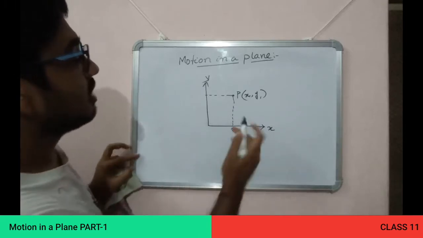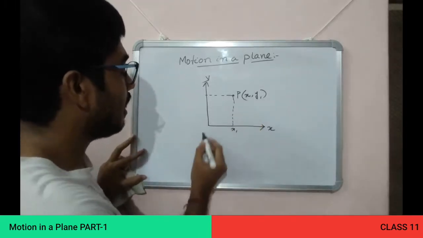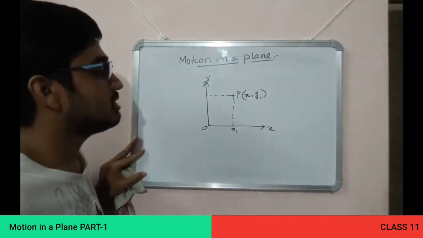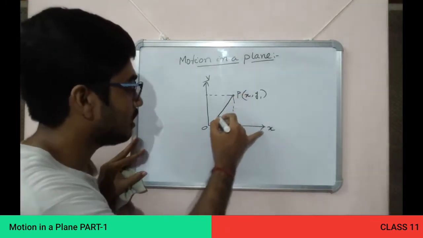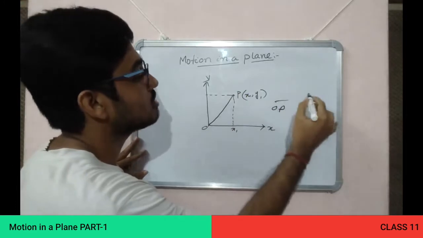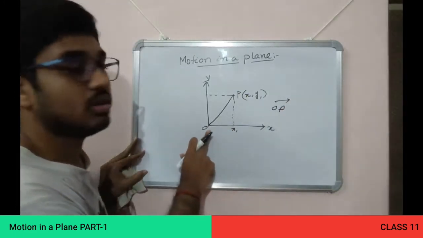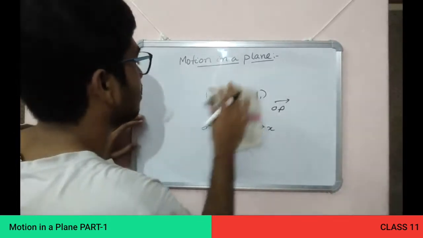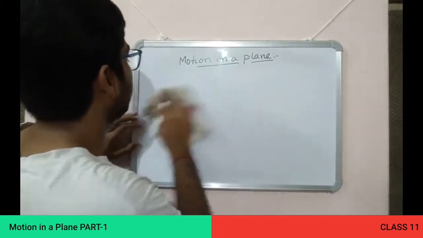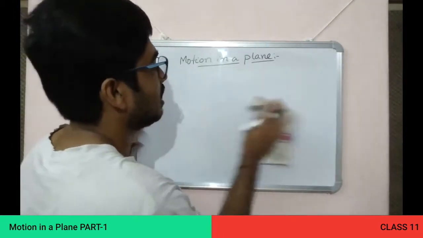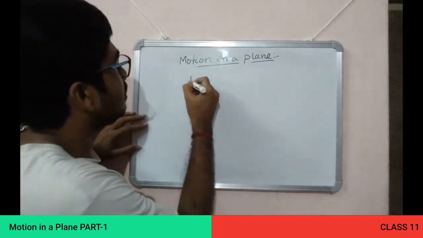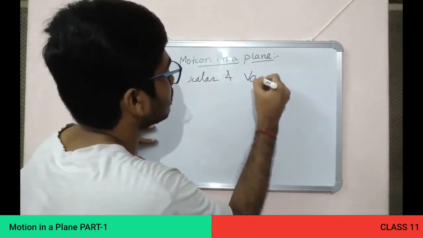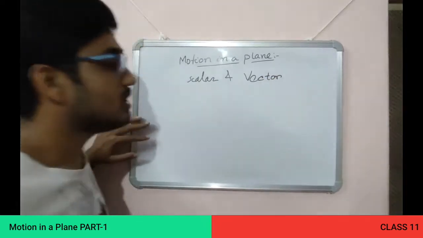So this is the position of our particle, and OP denotes the distance from the origin O to P. Now in this case, first we have to have a basic concept about scalar and vector. What is scalar and what is vector?